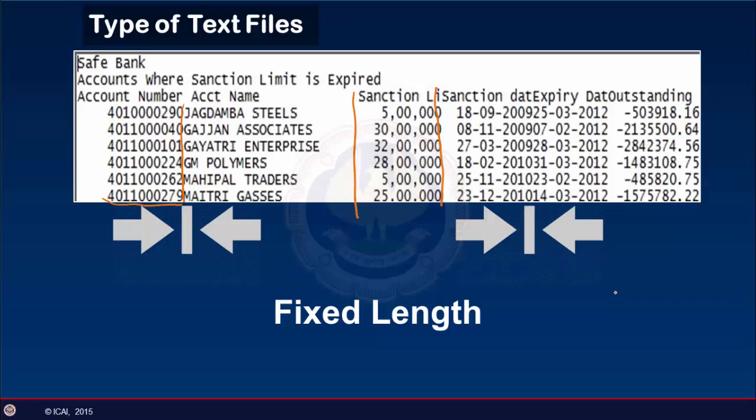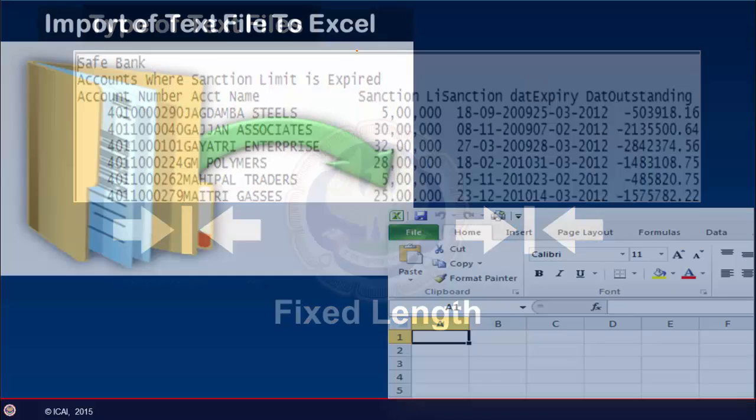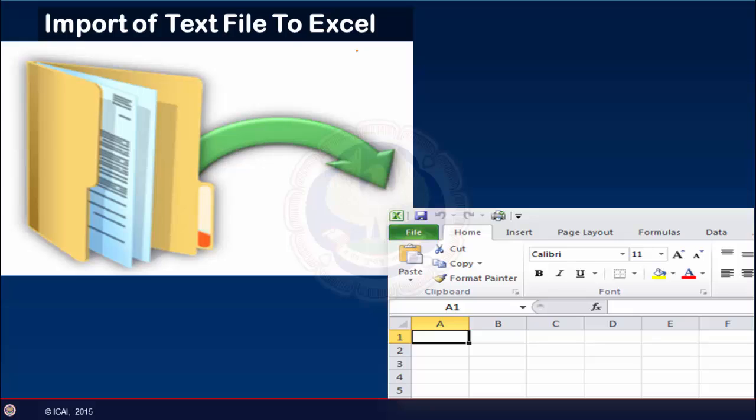So friends, to recap, we have these kinds of text files. We could have a delimited file, which could be a tab delimited file, comma separated values, or any other delimiter. And the second type of file is a fixed length file, where the width or the length of each of the fields is fixed. Then in the next step, we'll learn how we can import a text file to Excel.